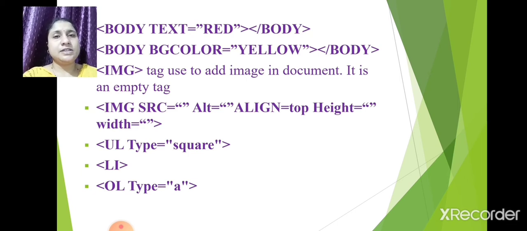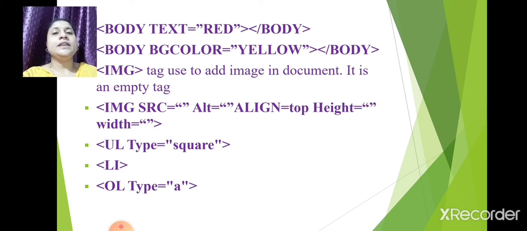All of you know the image tag is used to add images. What are the attributes of image? In the image tag you can use src, meaning source, from where you are taking that image. Alt: if the image is not displayed, what message should be shown? That is the alternate text. Align, which you want: top, bottom, middle. Height, the height of that image, and width.